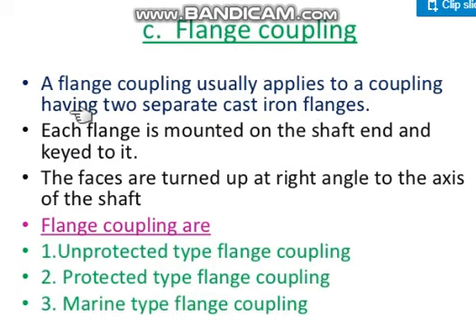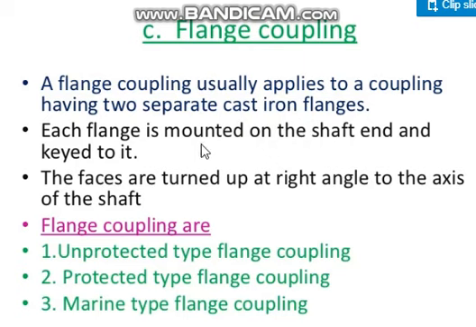A flange coupling usually applies to a coupling having two separate cast iron flanges. This is again made of cast iron. All the couplings now are mostly made of cast iron, because a flange is not easy to manufacture by machining on the lathe machine, and there will be a lot of wastage of material. Otherwise you may have to make the flange and the hub separately and then weld them. Then if the weld is weak, it may break. That's why they won't do all that.